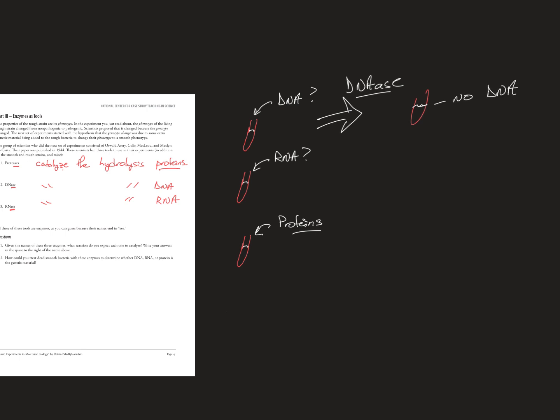And the same thing's going to happen if you use the same sample, but this time you put in an RNase. So that test tube, after you add the RNase, has no RNA. And then lastly, you would do the same experiment. This time you'd add a protease. Pretty straightforward.